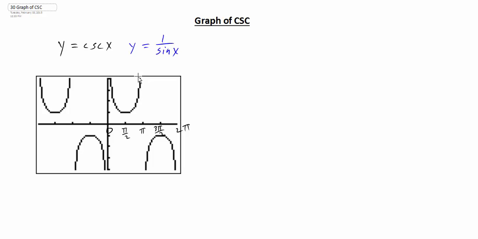And then at pi, the graph is split. There's a break in the graph at pi, and then it opens down, comes up here, and then there's another break at 2 pi. And if we even look at 0, there's another break at 0 as well. If we go over here to the negative side, this would be negative pi over 2, or at this point negative pi, negative 3 pi over 2, and negative 2 pi. So even at negative pi here, we have a split in the graph.